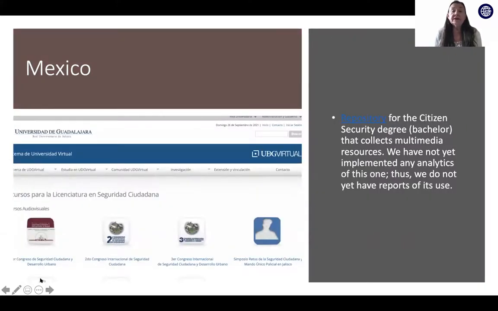Another one is this platform for citizen security. And they have a lot of resources on this platform, about how to work with citizen security and how citizens can learn about that. It's a great initiative from Universidad de Guadalajara.